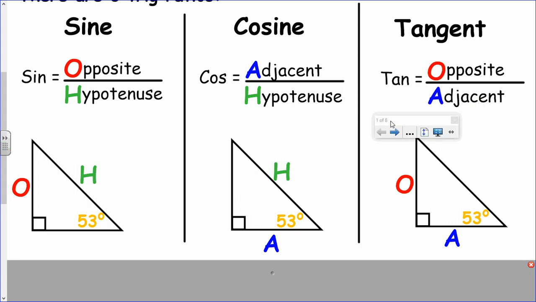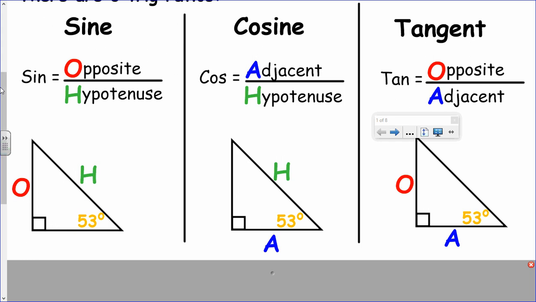So remember, hypotenuse is always across from the right angle. The opposite side is the side directly across from your reference angle, and the adjacent side is the one that is the other side that makes up your reference angle that's not the hypotenuse. Okay?